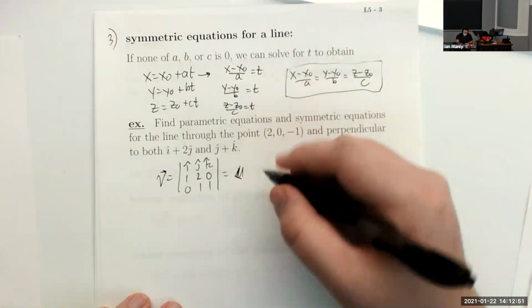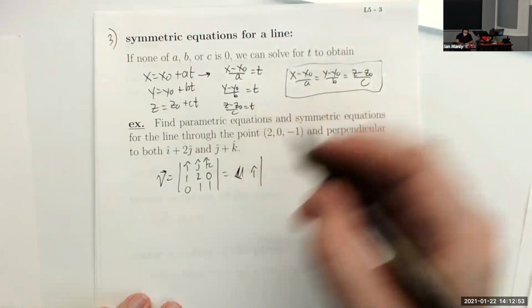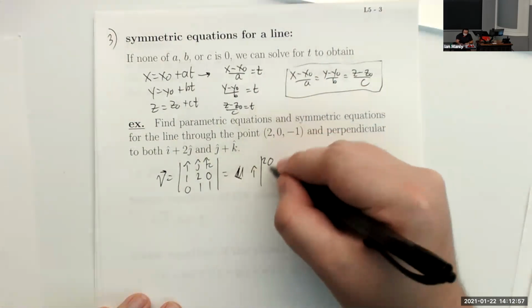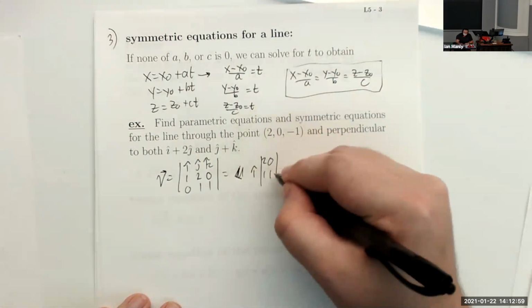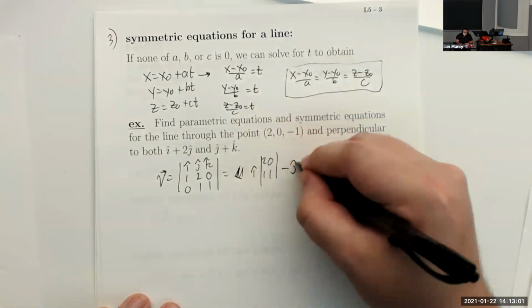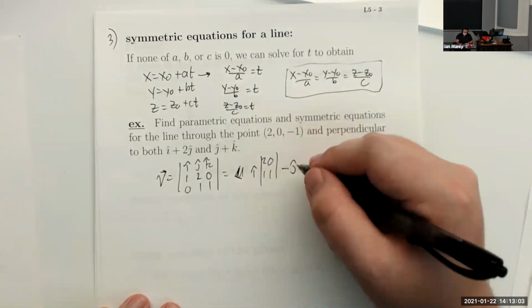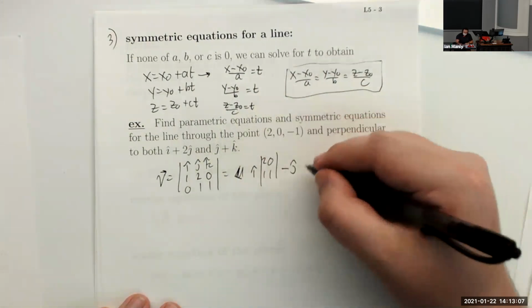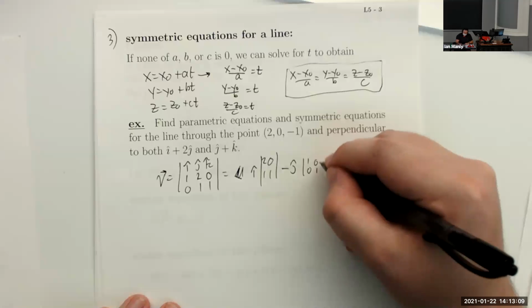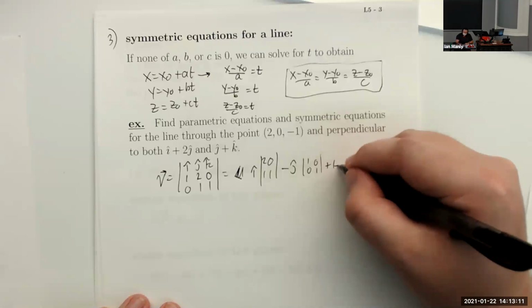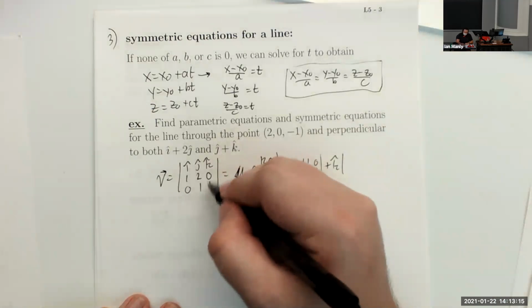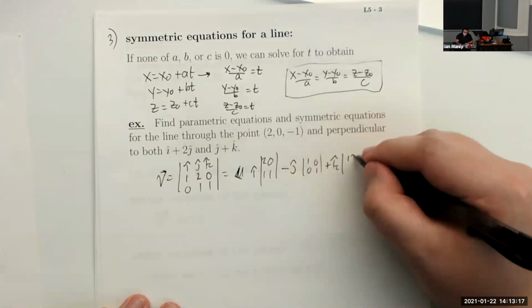All right, so let's see what this is going to be. Let me write this out in more detail. So we have i, and then we ignore this row and column, and we have the minor 2, 0, 1, 1. Now remember, we have that minus sign by default with the j hat, and the other two columns are 1, 0, and 0, 1. Okay, and then finally we have positive k hat, and the things that are not in the same column or row as that are 1, 2, 0, 1.